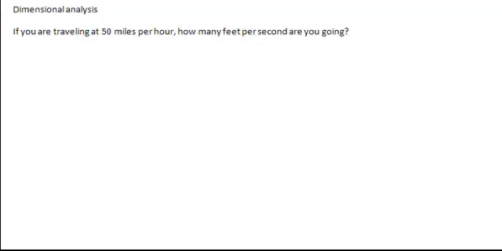We're going to take on another example of dimensional analysis. This time we're going to be converting miles per hour to units of feet per second. The question is, if you're traveling at 50 miles per hour, how many feet per second are you going?